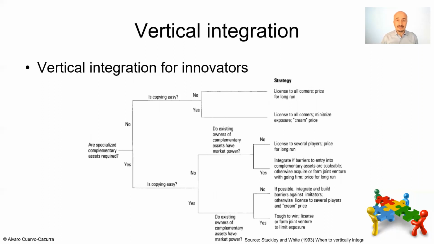Other things to think about, and this is a slightly different story because this is thinking about innovation. Should you invest in creating something new? And the story here is, do you need to get specialized complementary assets? And this is a very nice decision tree, depending on whether no or yes, and whether it is easy to copy or not. You get into the different strategies: licensing to everybody, licensing to a few, or maybe you just get into joint ventures. So this is a good understanding of the story of market power and the story of complementary resources to develop those innovations.